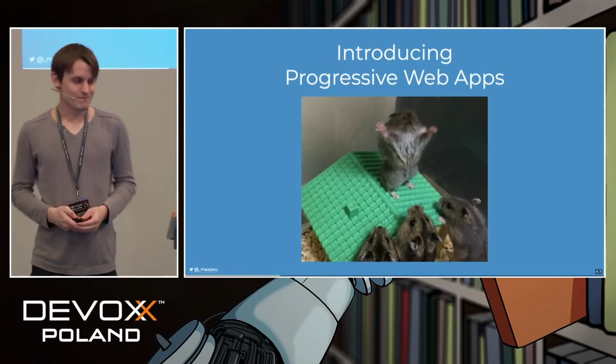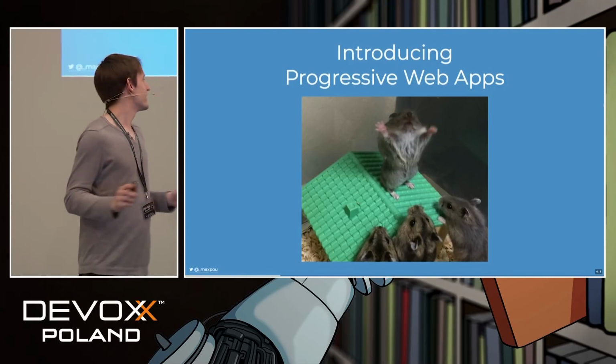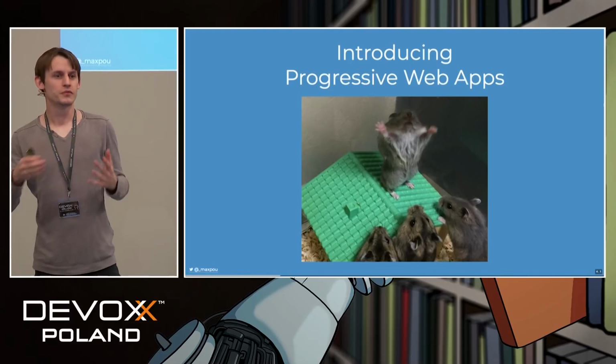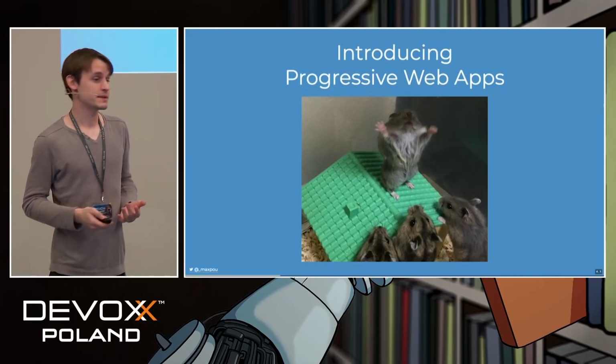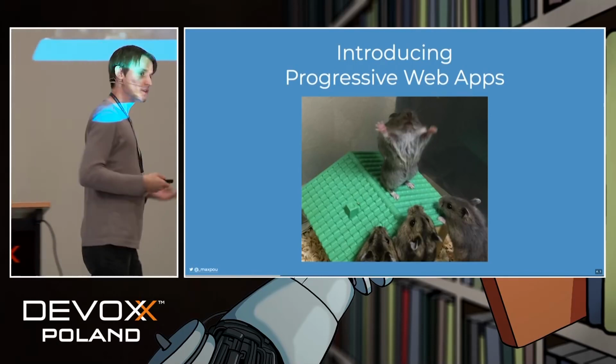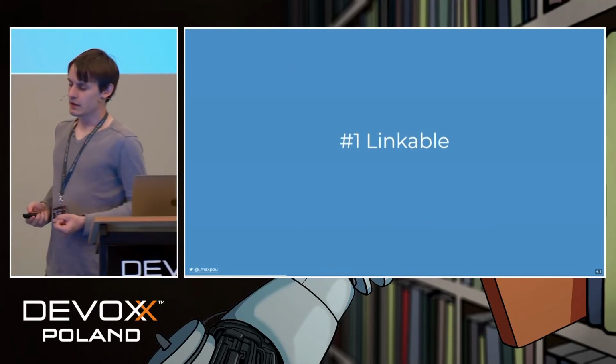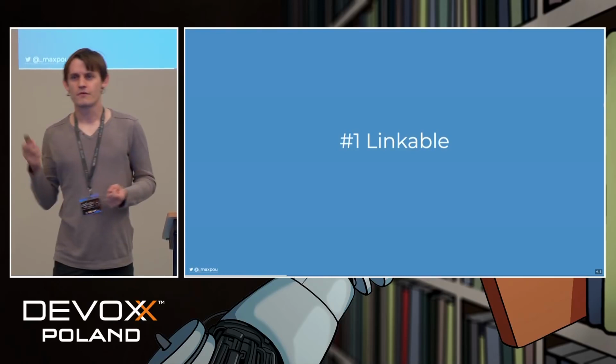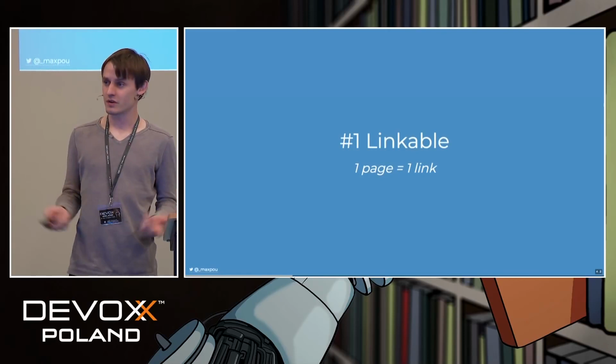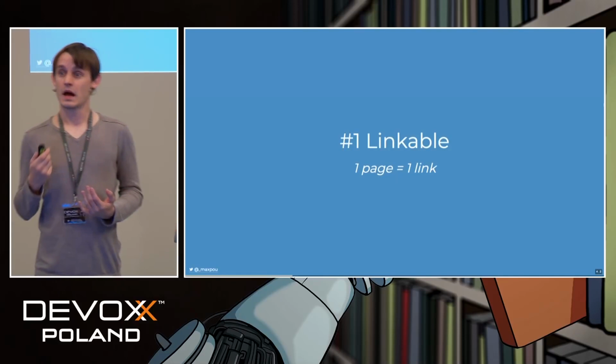Before updating your LinkedIn profile or whatever, keep calm. It's nothing else than a set of rules to follow for your existing website to be a progressive web app. So I'm going to go through these 10 rules and explain what we can do. The first one is linkable. Linkable means for each page, you need to get one link. So welcome to the HTTP protocol. There is nothing new here. I mean, nothing new for you if you are already doing some web application.